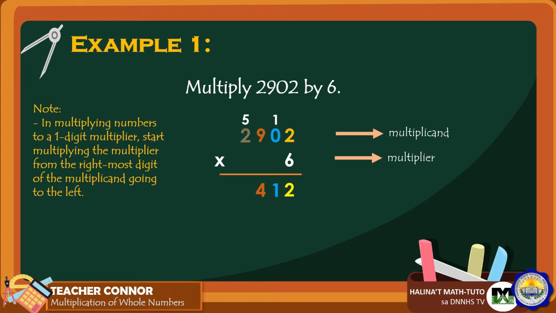2 times 6 is 12. I-add natin ang 5 na nakakarry dito. 12 plus 5 is equal to 17. At dahil naubos na natin ang digit sa multiplicand, isusulat na natin ng buo ang 17 sa ibaba. Therefore, our final answer is 17,412.